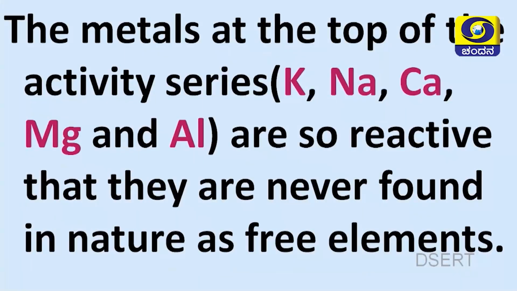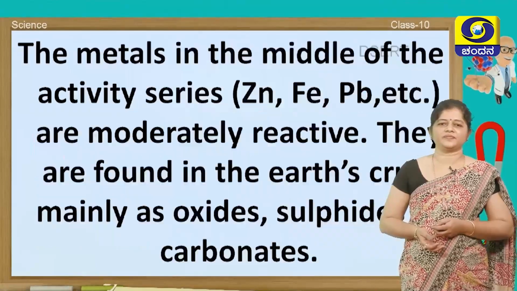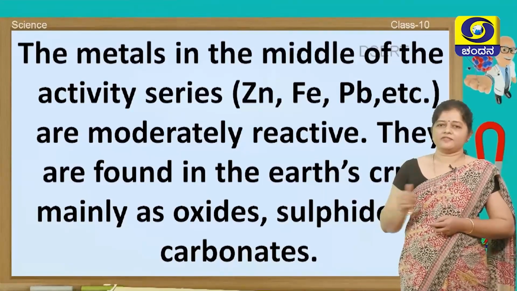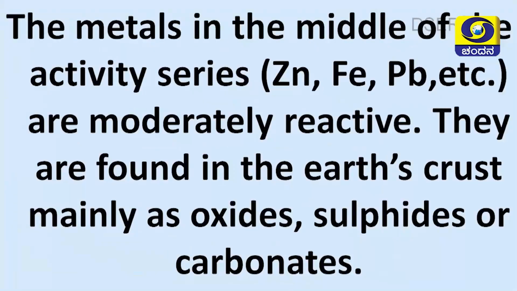Metals at the top of the activity series like potassium, sodium, calcium, magnesium and aluminium are so reactive that you can never find them in the free state in nature. They are not found as free elements in nature because they are very, very reactive. And metals in the middle of the activity series, for example, zinc, iron, lead, etc., are moderately reactive. So, you find them in the form of compounds, mainly as oxides, sulfides or carbonates in the Earth's crust.